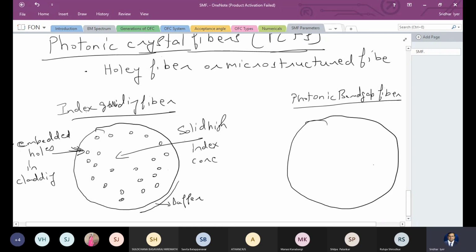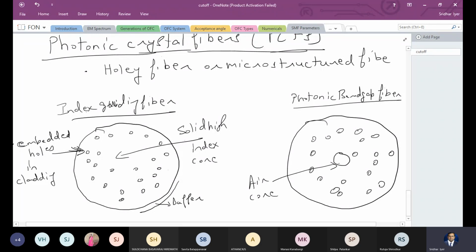So if I compare this with the photonic band gap fiber, the only difference here is you have a core, and this core is an air core. Rest of the things are the same, so you'll have all these holes surrounding this air core, right? In that index guiding fiber we had a solid high index core, but here we are having an air core, so n1 is going to be 1, right? So that is the difference here. You are also going to have the buffer and so on and so forth, right?